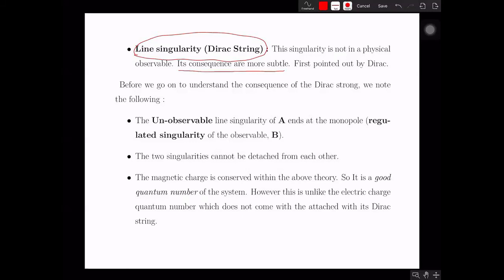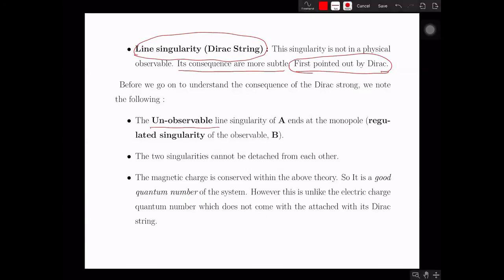This was first pointed out by Dirac, and we will go through it maybe tomorrow, given the time that I'm teaching. But before we go on to understand these consequences of Dirac, which would be quantization of the electric charge, we need to note the following, which would be very important for us. These are the particular features of this example, which would be generalizable.